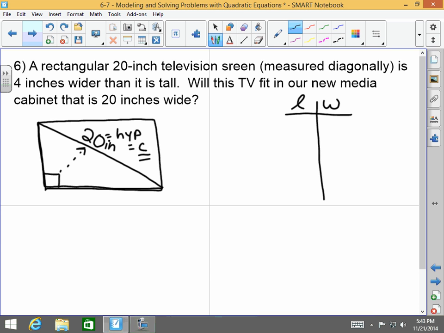So what do we know? It is 4 inches wider than it is tall. So we know nothing about the length, and the width is x plus 4. So the width is x plus 4, and my length or height in this case is x. I want to find out if this TV will fit in our new media cabinet that is 20 inches wide. So that's what I want to find out. Will this fit in my media cabinet that is 20 inches wide? Well, let's find out.